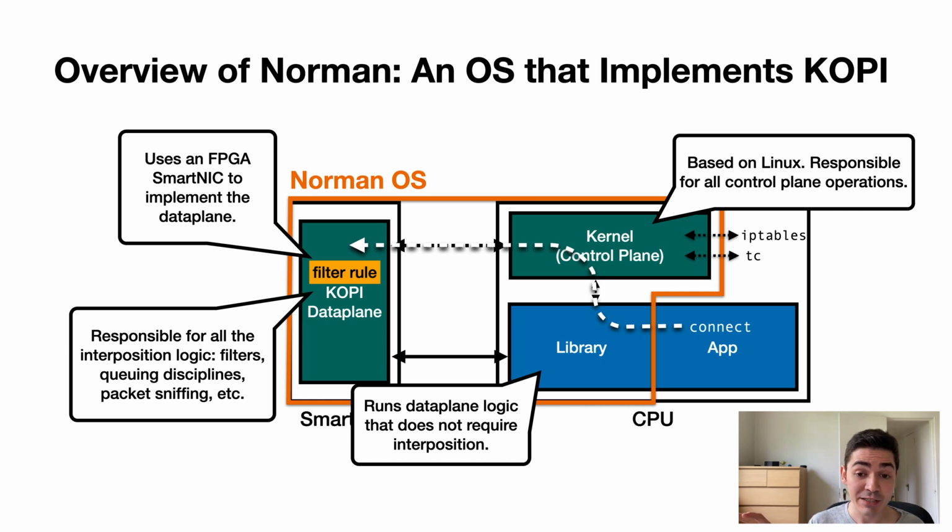And now, if the application wants to open a new connection, it can do so by calling connect. And since this is a control plane operation, the library can direct that to the kernel. And then the kernel is responsible for configuring this new connection in the KOPI data plane. Once this connection is established, the application can call write, and then the library will direct this data directly to the KOPI data plane. Okay, so this was Norman in a nutshell.